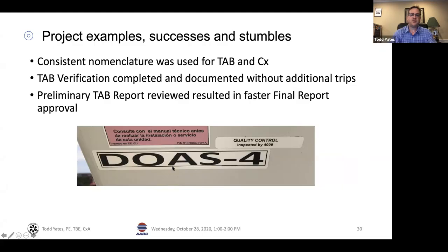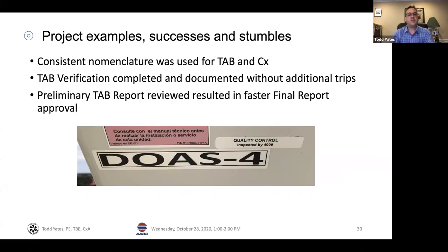This is one of the things I mentioned earlier. This was the outside air unit, DOAS 4, but that's just an example. We were careful to use the same nomenclature on our reports that the designer used and that the commissioning provider used. So when someone's looking at both reports, it's much easier for them to cross-reference. It's much easier to understand what's going on. The designer's not saying, well, why does the test and balance report say this? Why does the commissioning report say that?